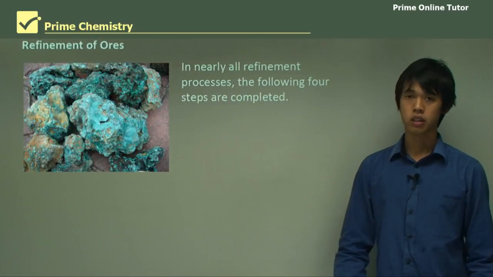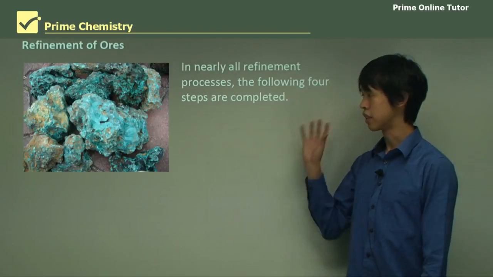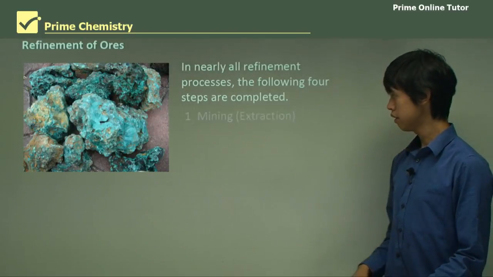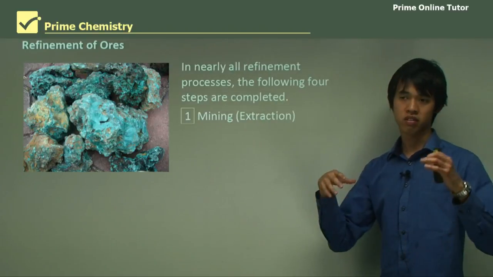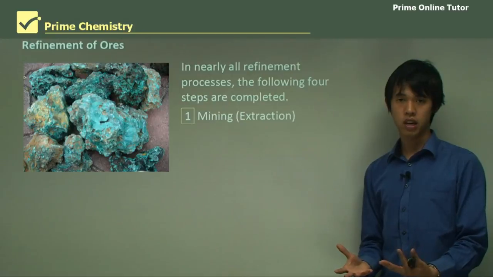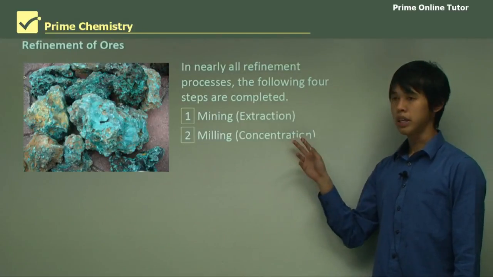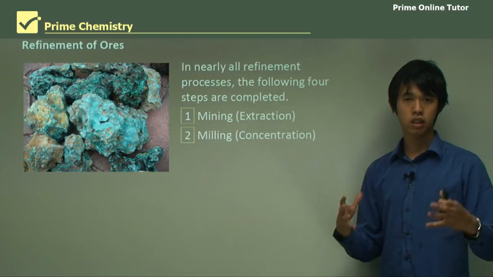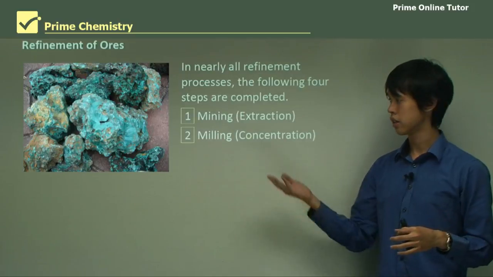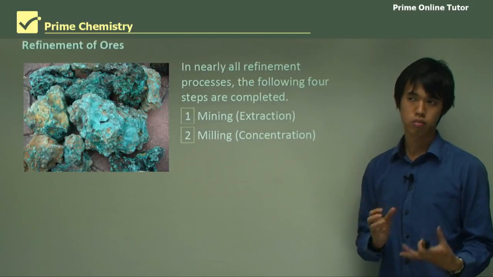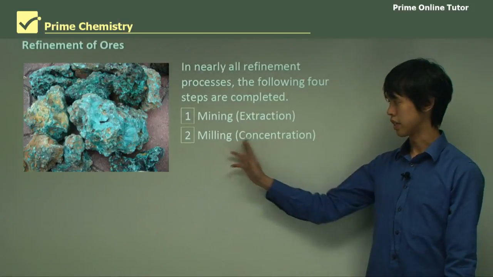So how do we refine ores? Well, in nearly all refinement processes, there are 4 steps. There's mining or extraction. This is where we find the deposit, we dig it out of the ground, and we put it somewhere else. Then milling or concentration. Once we've got the ore, we crush it and remove some of the waste rock, and then we get a slightly more concentrated amount of metal, and that's what we want.